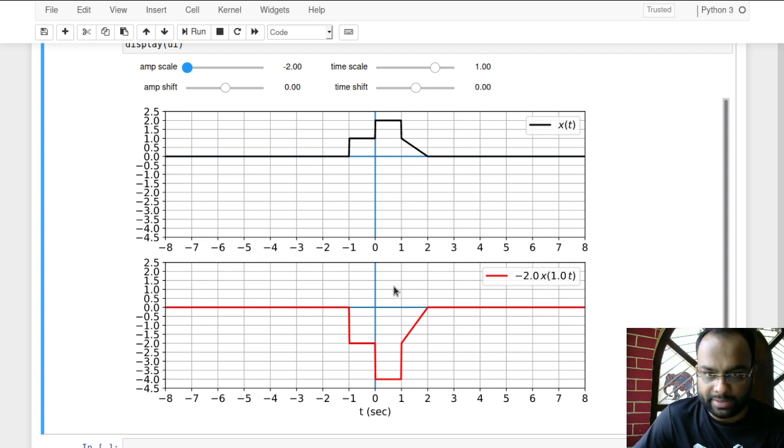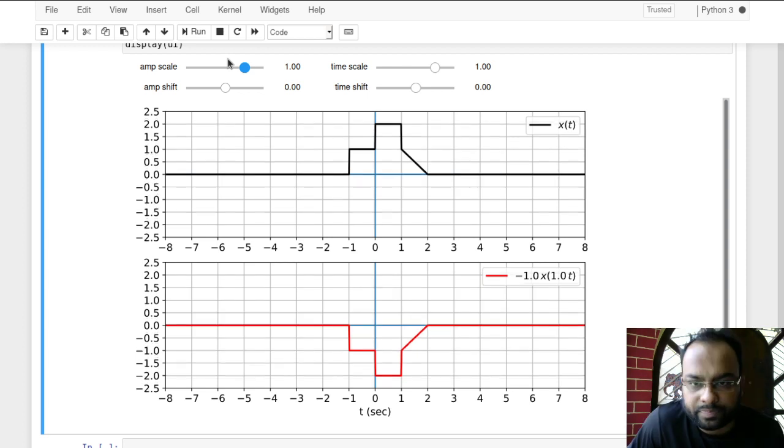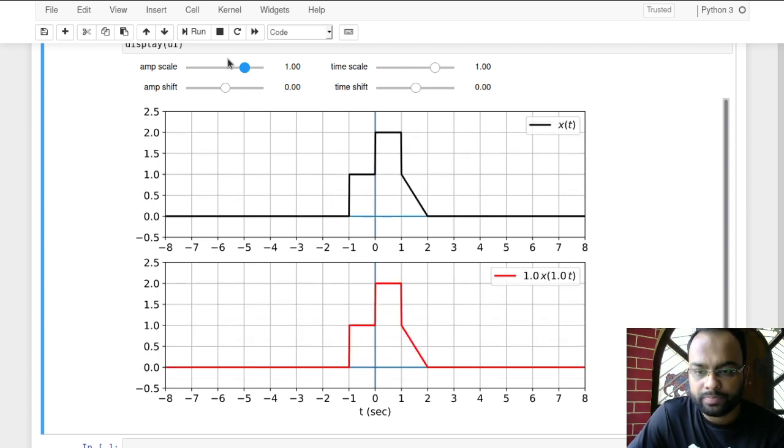I think this idea is pretty clear, right? There is no issue with that. So with that said, let's go back and make the signal what it was originally.